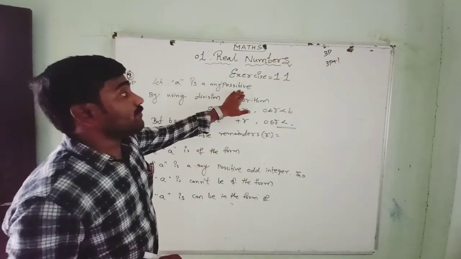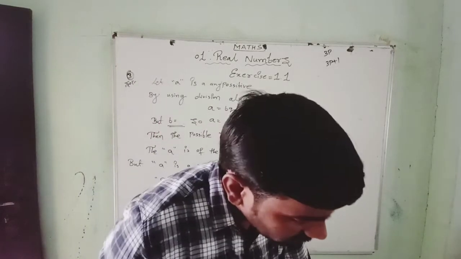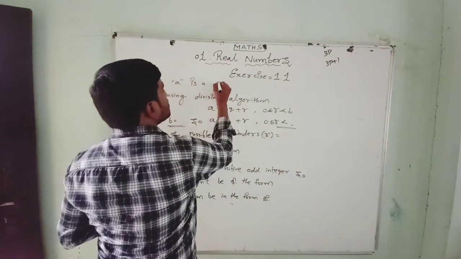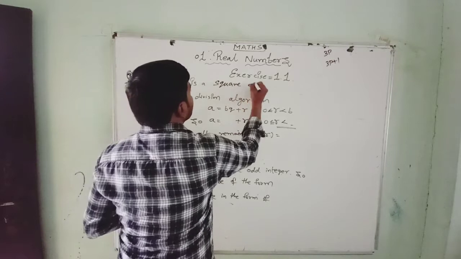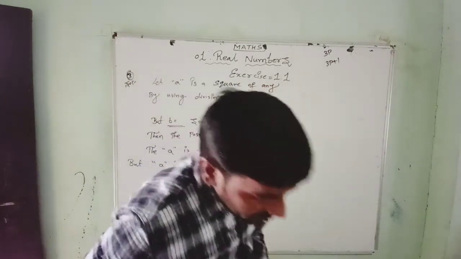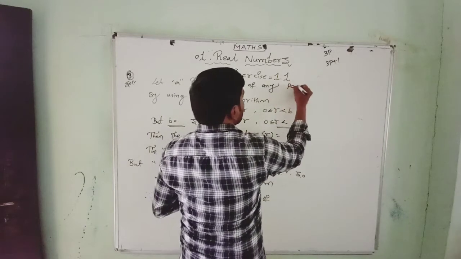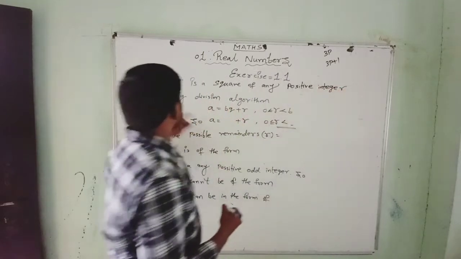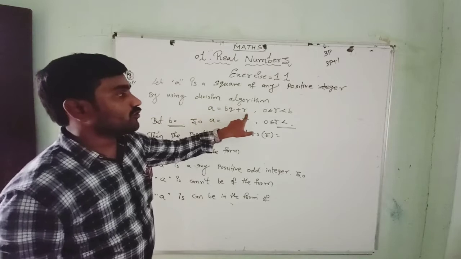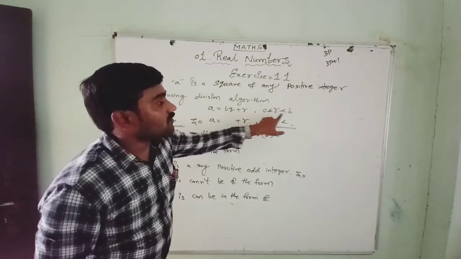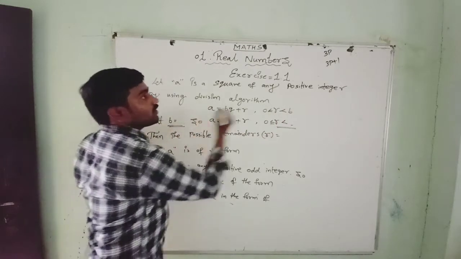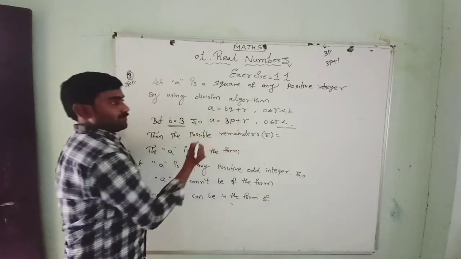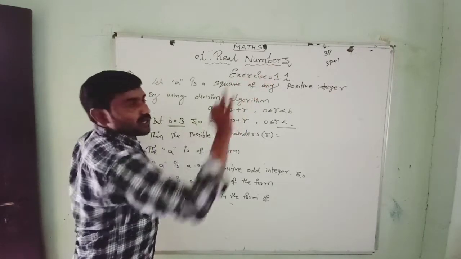So, A is the square of any positive integer. Then by using the division algorithm, A equals BQ plus R, where R is greater than or equal to 0 and less than B. So here B equals 3, so we write A equals 3P. Instead of Q we write P because we are using the terms of P.